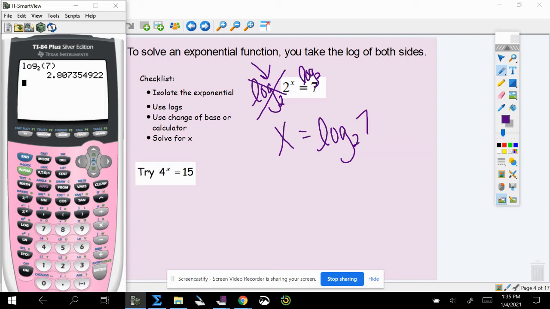So this is another way. Some of the calculators, the older ones, didn't have this feature, so change of base was more important. The newer calculators have it, and it can be a nice time saver. So we get about 2.81.